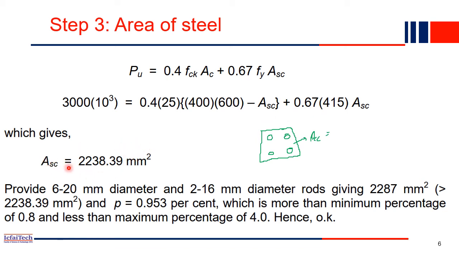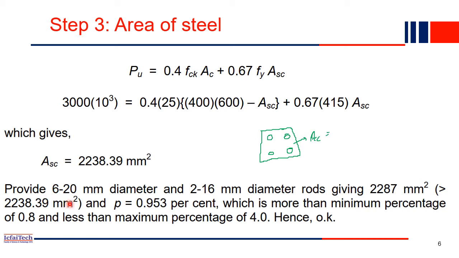So that much reinforcement is required. Longitudinal reinforcement needs to be provided in the column. So provide 6 bars of 20 mm diameter and 2 bars of 16 mm diameter, which will give you 2287 square millimeter area. We have to provide 2238, and we have provided 2287 square millimeter, where six number of 20 mm bars and 2 number of 16 mm bars are provided.